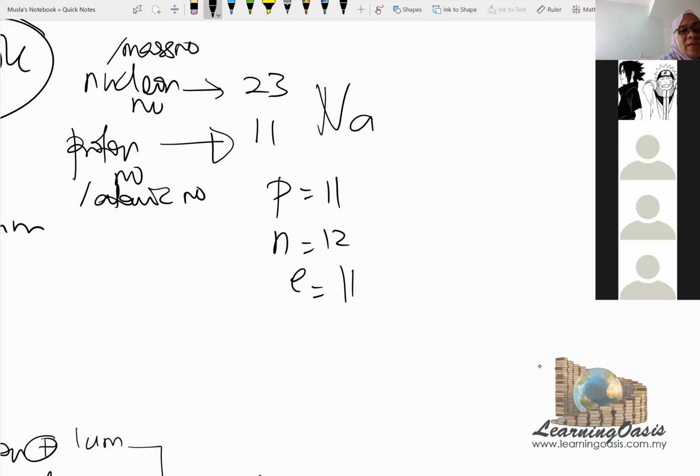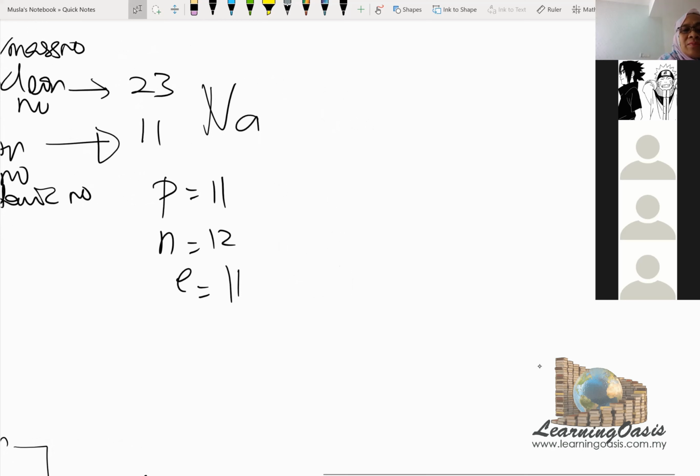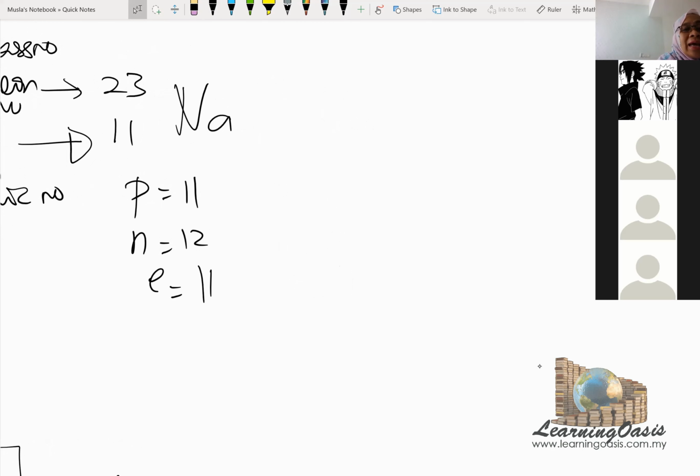Remember, they do ask you, right? If you have done the past year papers, they do ask you several times. So how do you know electron is 11? Because for a neutral atom, number of protons equals number of electrons, because proton is positively charged, electron is negatively charged. So for a neutral atom, number of protons equals number of electrons, right?